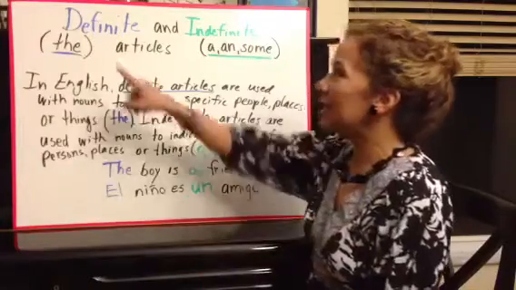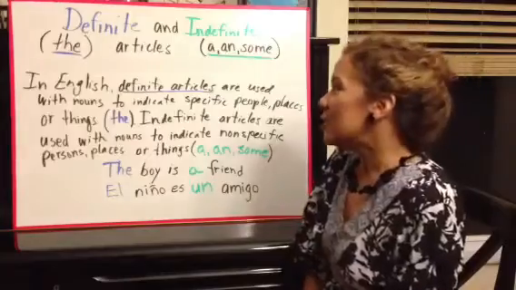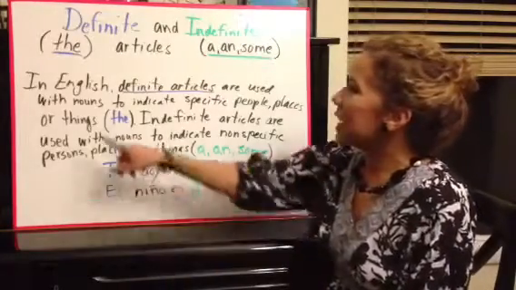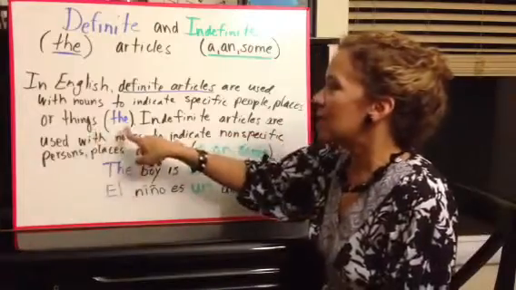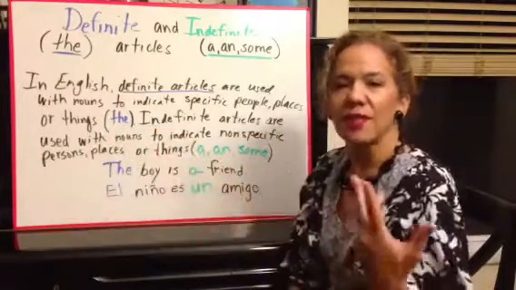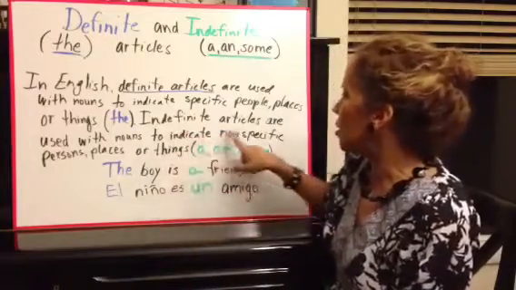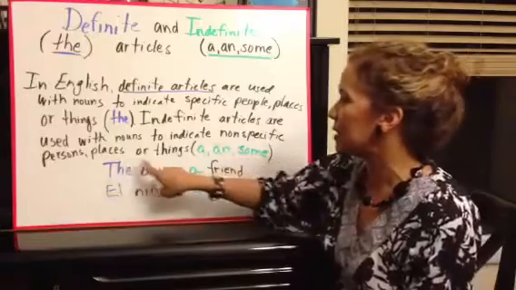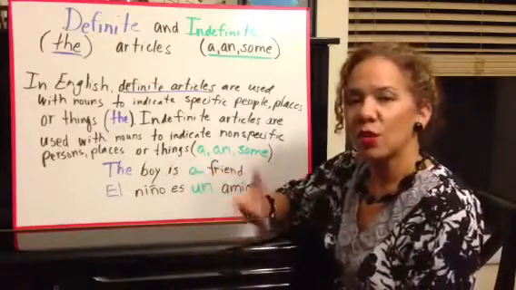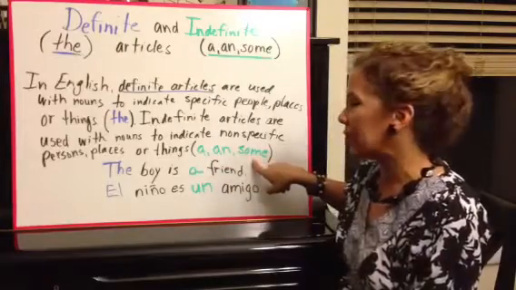Today we're going to talk about the definite and indefinite articles. In English, the definite article is used with nouns to indicate specific people, places, or things, and that's the one that we use, as in the cat, the book, the teacher. Indefinite articles are used with nouns to indicate non-specific persons, places, or things, and those are a, an, and some in the plural in English.